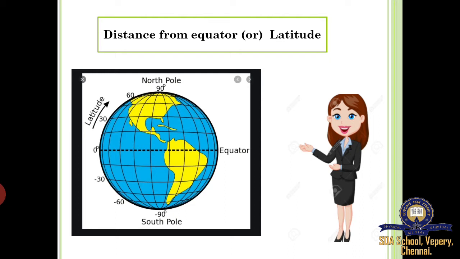The equator gets the most direct rays from the sun, right? The place near the equator is hotter and warmer, and the place away from the equator has a cold climate as it doesn't get direct sunlight.